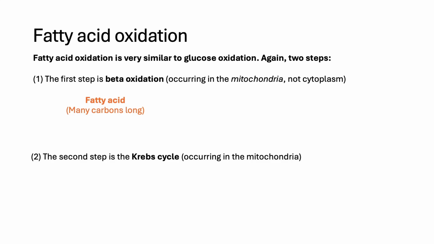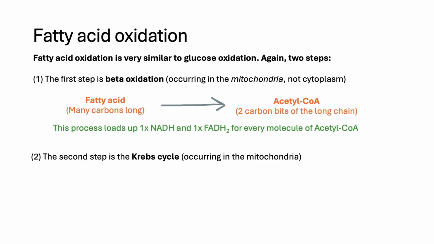So we start off with a fatty acid, which is many carbons long. So you can imagine a chain of carbons. And what we're going to do is lop off 2 carbons at a time. And so every time we lop off 2 carbons, we make a molecule of acetyl CoA, which is a 2-carbon bit of the long chain. So we're going to lop off 2 carbons and make one molecule of acetyl-CoA, and then lop off another 2 to make another molecule, and another 2, and we're going to chop this fatty acid up in bits of 2 carbons. That's called beta oxidation. And this process loads up one NAD and one FAD for every molecule of acetyl-CoA.